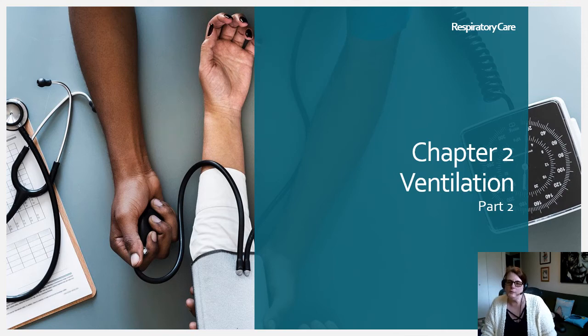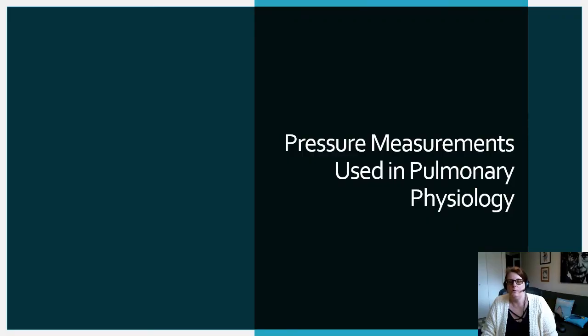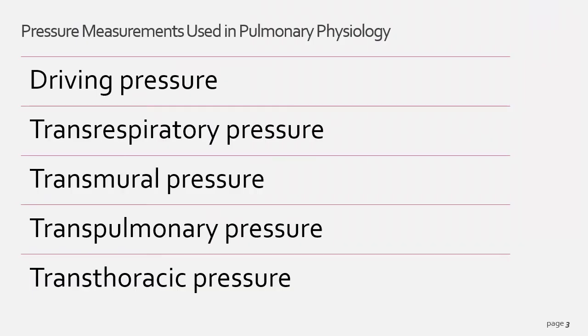Welcome to part 2 of ventilation. We're going to talk about pressure measurements used in pulmonary physiology. Pressure measurements used in pulmonary physiology include the driving pressure, the transrespiratory pressure, the transmural pressure, the transpulmonary pressure, and the transthoracic pressure.